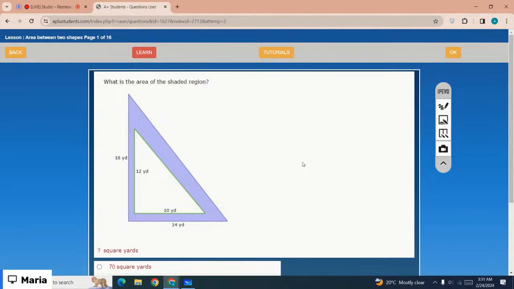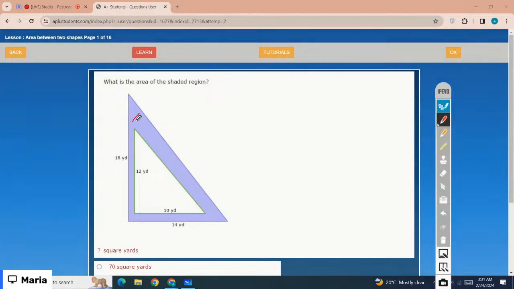Whenever you are given a shape inside another one and you have to calculate the area of the shaded region, you have to do exactly the same thing, right? Because you have to calculate the area of only this shape, the colored one. So the white one you have to subtract. So now again you are given two triangles.